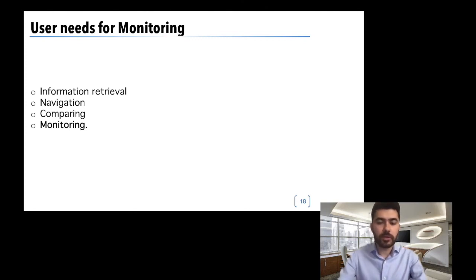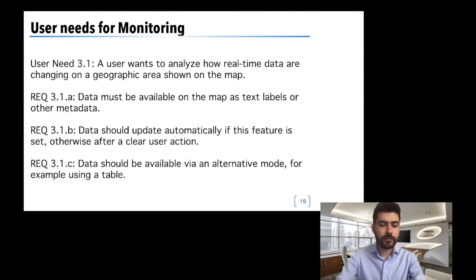Last but not least, we are talking about monitoring on maps, and we have here a user need that summarizes all the other requirements that we talked about before. A user wants to analyze how real-time data are changing on a geographic area shown on the map. So this is a very complex example user need because it contains a lot of numeric data and real-time updates, and so the requirements are the following.